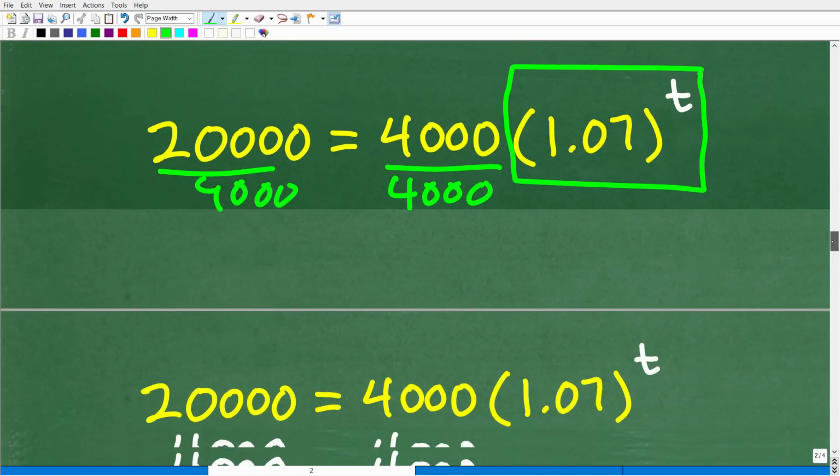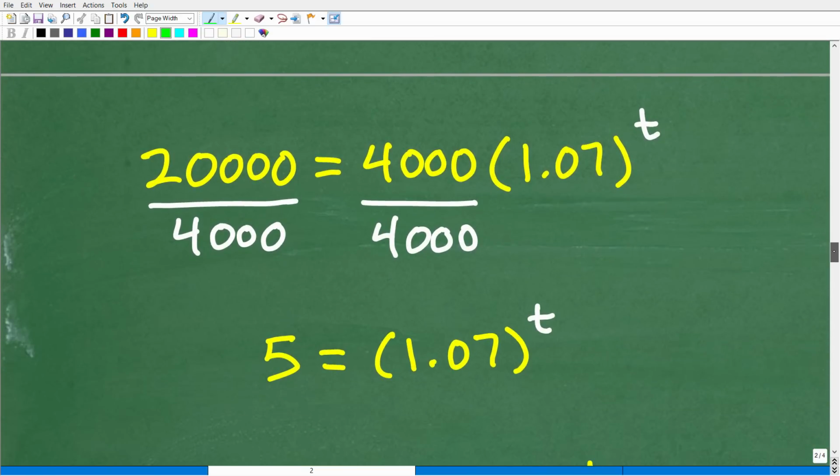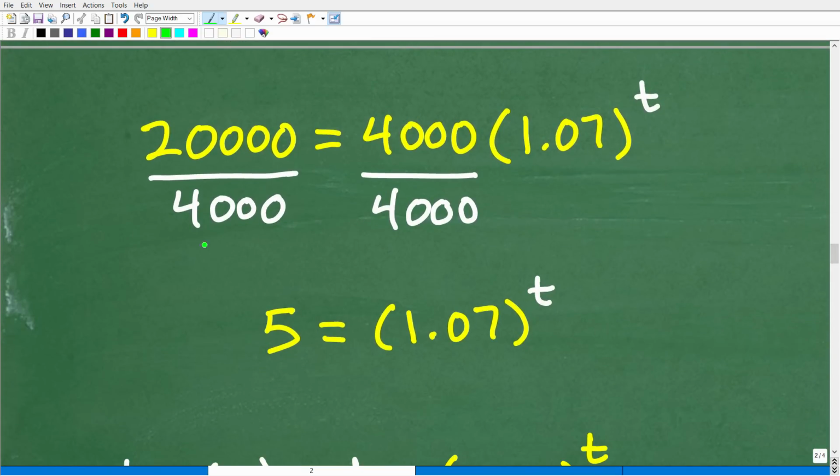All right, so let's go ahead and do that. And when we do that, we're going to end up with this. So 20,000 divided by 4,000 is 5, and then 4,000 divided by 4,000 is 1, but that leaves us with 1.07 to the t power.